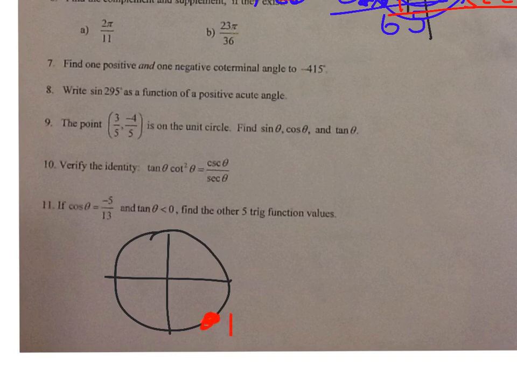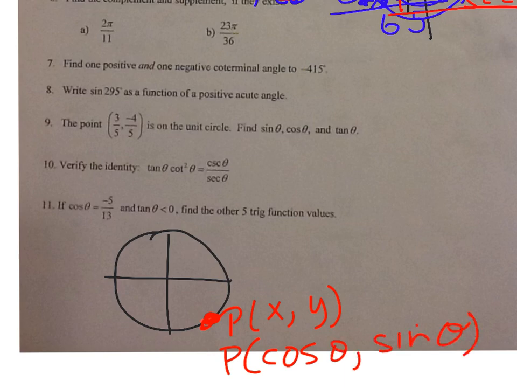So this point P is x, y, and that can be written as cosine theta, comma, sine theta. So my point is 3/5, comma, negative 4/5. Remember, x is your cosine theta, so that's 3/5, and y is sine theta, and that's negative 4/5.